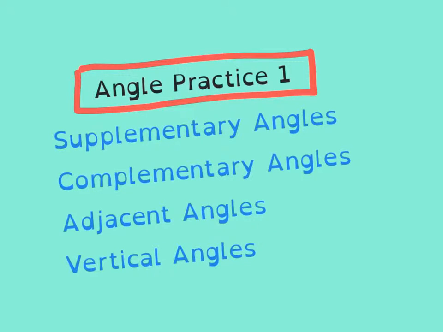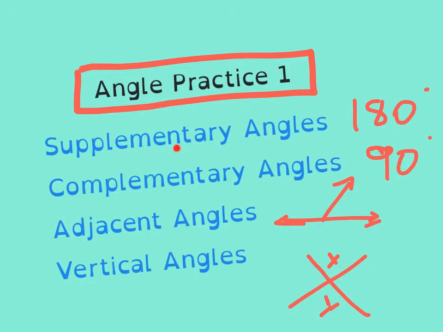In today's lesson, we are going to use the vocabulary that we've learned to help us solve problems with angles. As a quick review, supplementary angles add up to 180. Complementary angles always add up to 90, because a complement is the right thing to say, and a right angle is 90 degrees. That's an easy way to remember that.